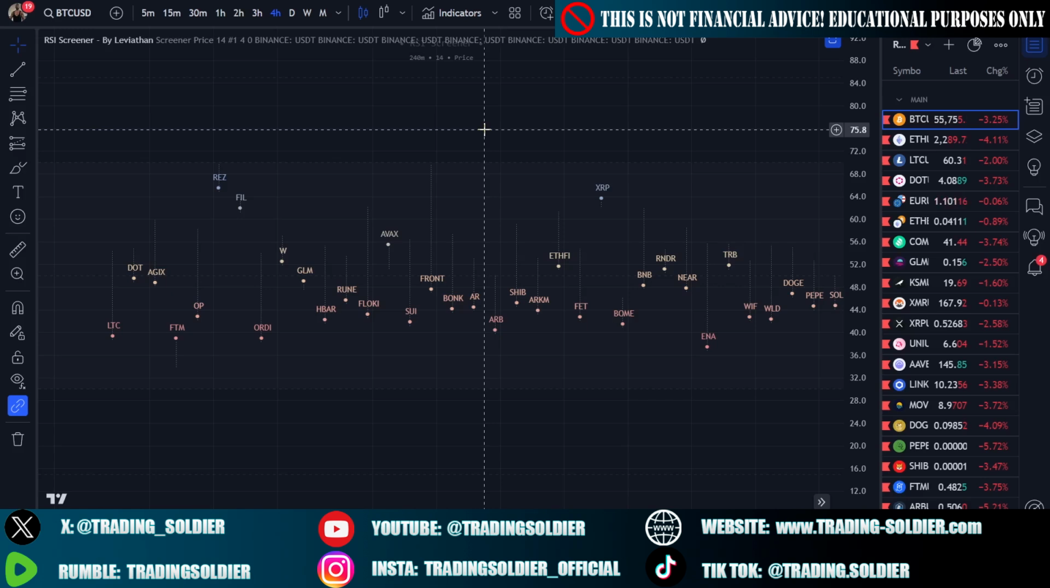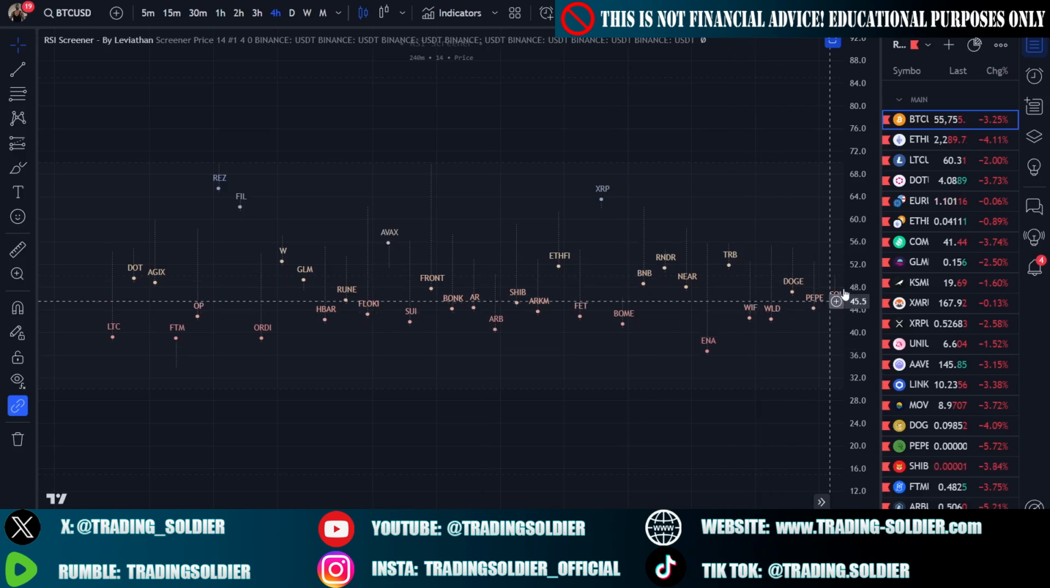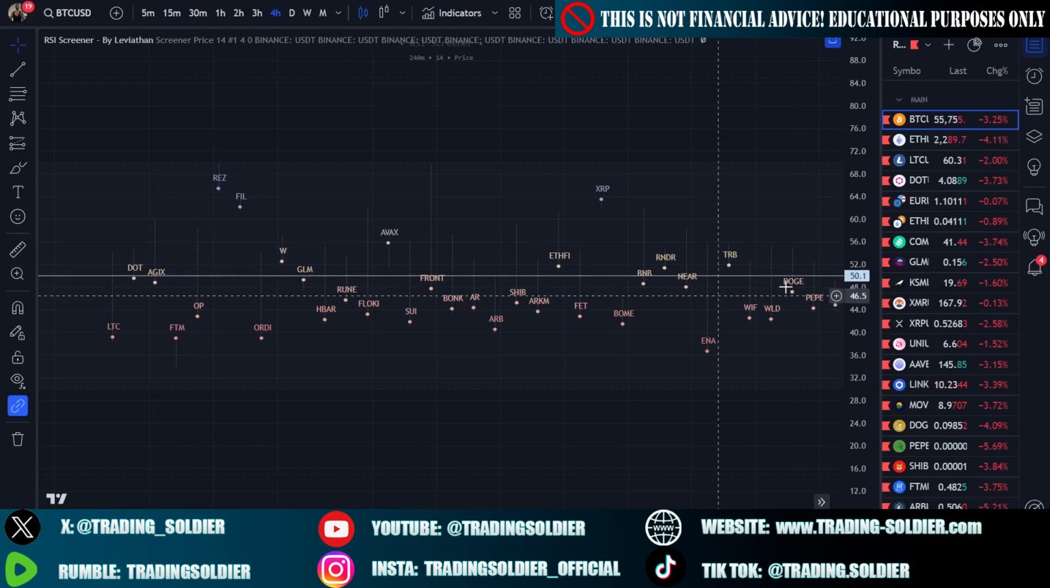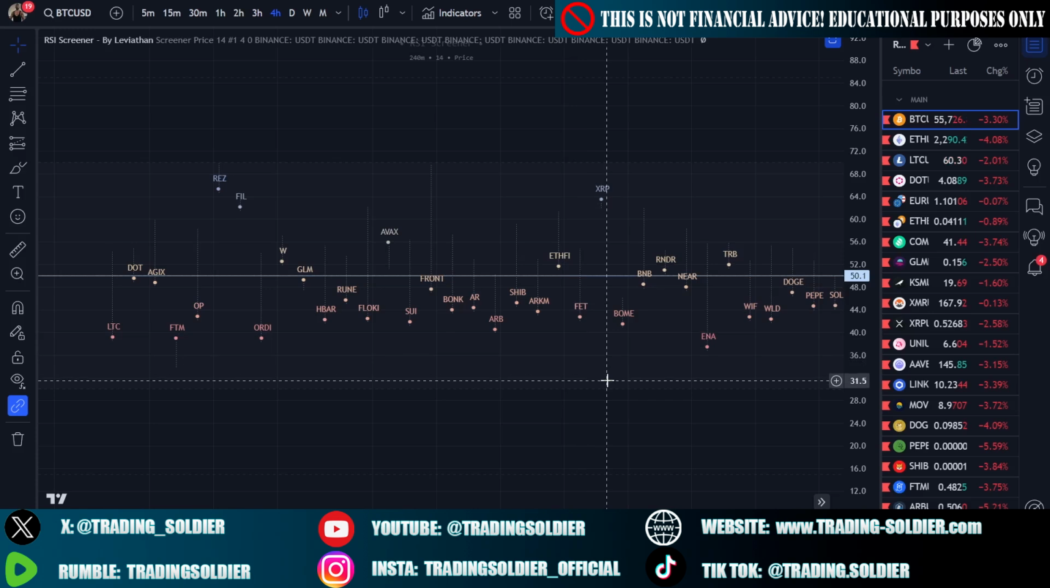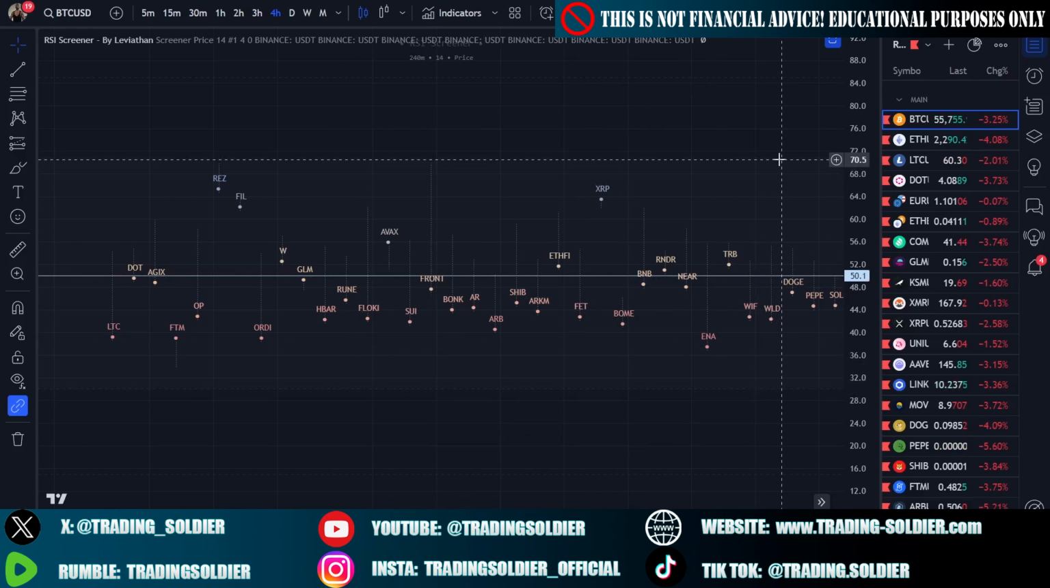If the asset is below the 50 line, okay, let's draw here a line on the 50 area. If the asset or the token is below the 50 area, we can consider it below 50 and above 30 usually. As you can see here, Leviathan has also programmed that the lower part of the range is the 30 and the upper part of the range is the 70. Those are the usual RSI levels that traders use.